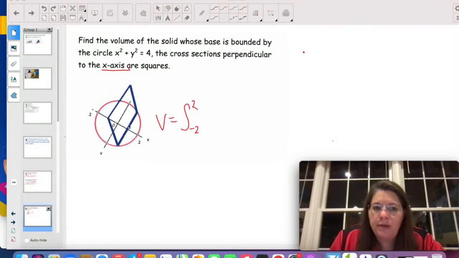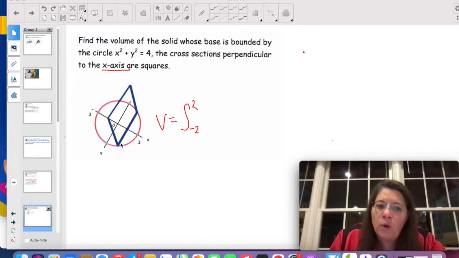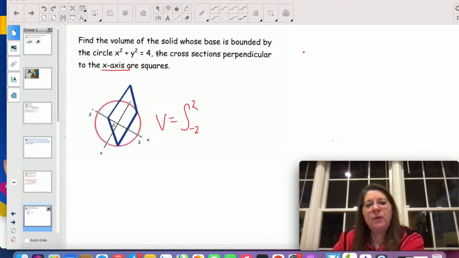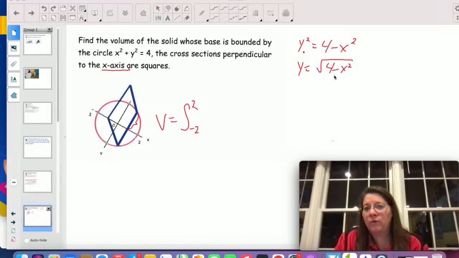Now, this is a square, okay? So we know that in a square, this side times this side. So what we need to do is find an equation for this side. Now let's think about that. If this circle has the equation x squared plus y squared equals 4, and the cross-sections are perpendicular to the x-axis, we have to solve this thing for y. So I'm going to get y by itself. I get y equals the square root of 4 minus x squared.